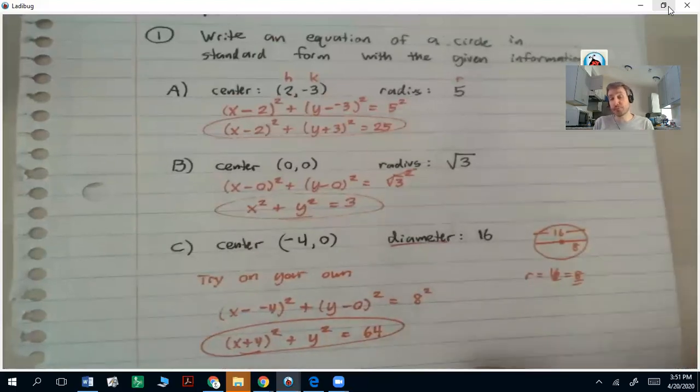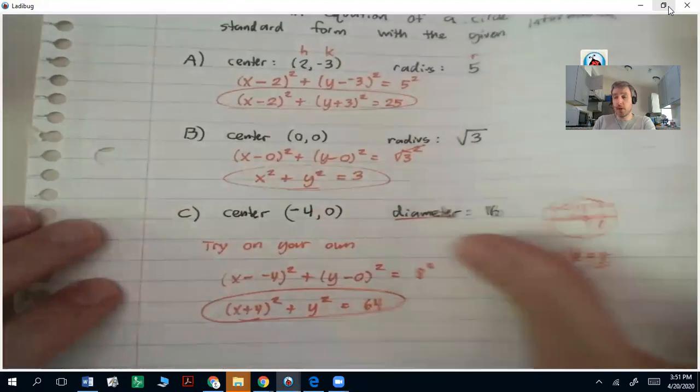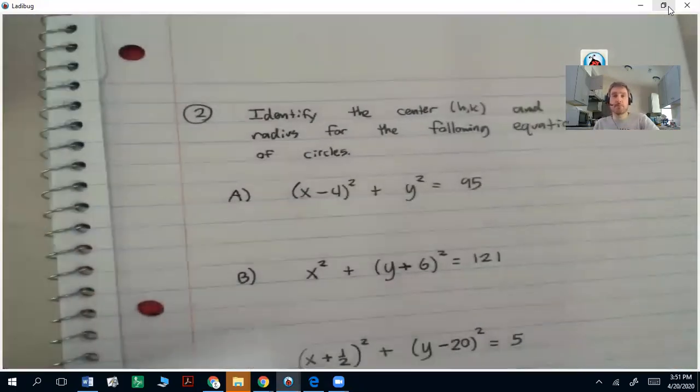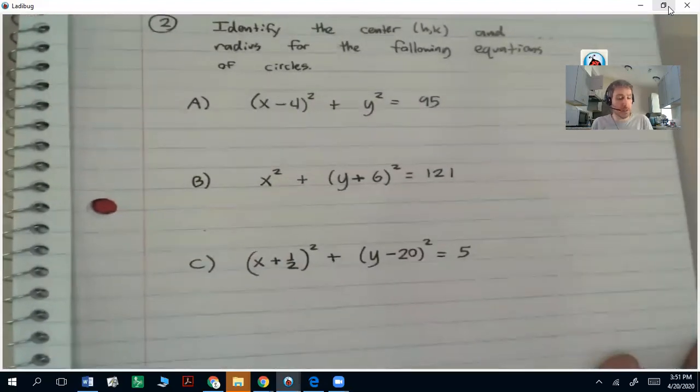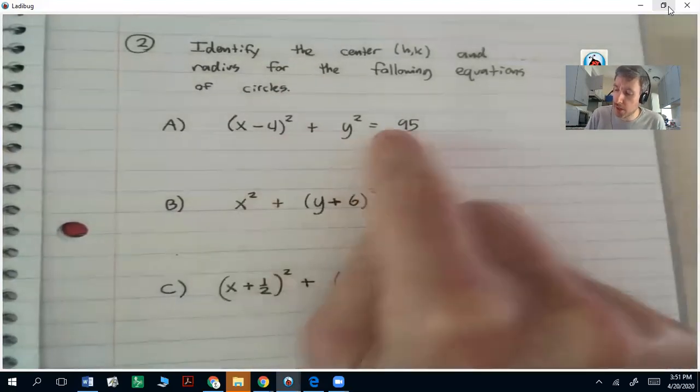Now let's go the other way. So you can write an equation from the given information. Can you take an equation and identify parts from it? So now in these examples, you're given the equation. You want to identify the center from the equation and the radius.